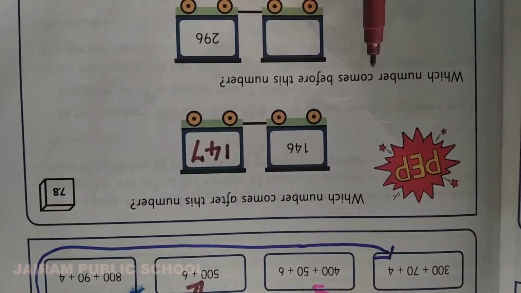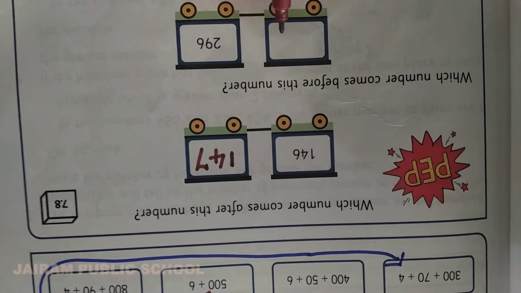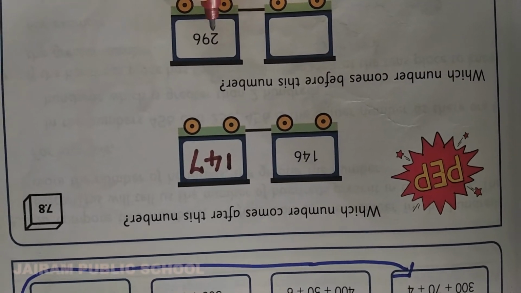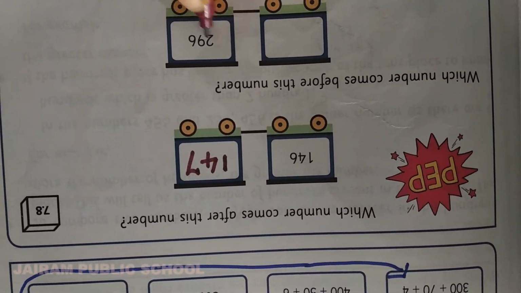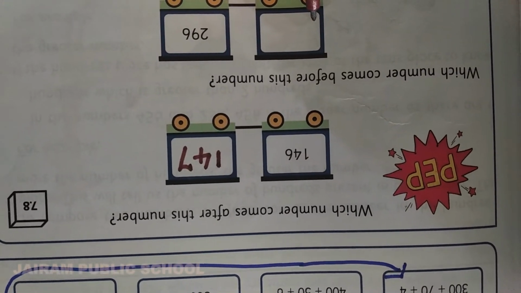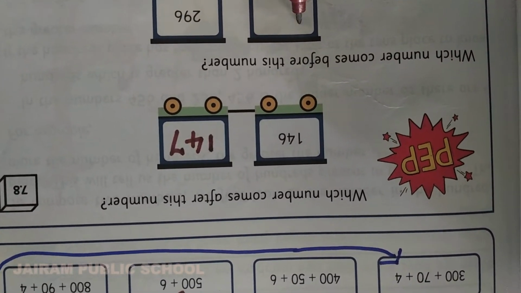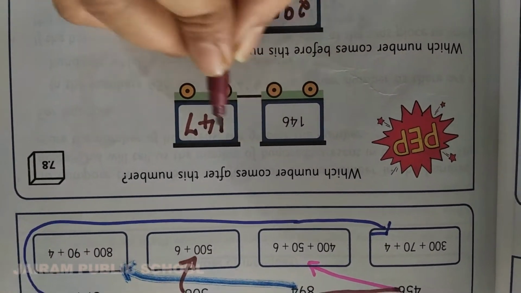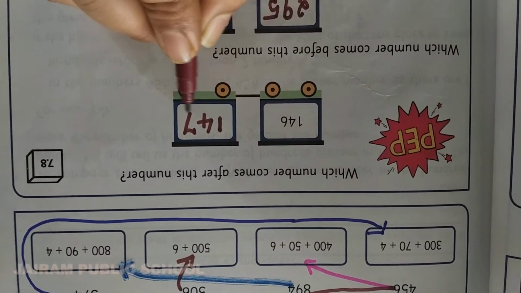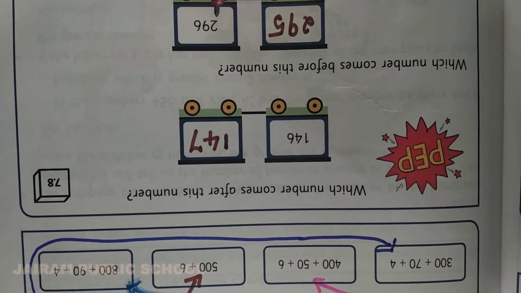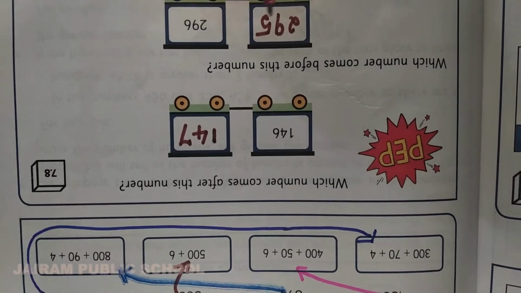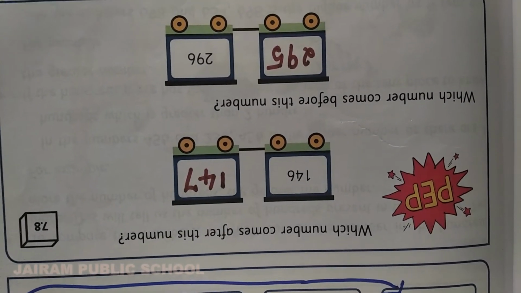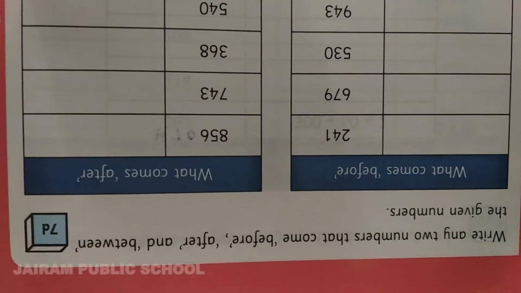See here, which number comes before this number? Before means before 296, what is the number? Okay, 296 is there, and before that what number will be coming? Yes, very good, 295. Yes, very good, that's all, Kana. So after 146, 147 will be coming. And before the number 296, what will be coming? 295. That's all.